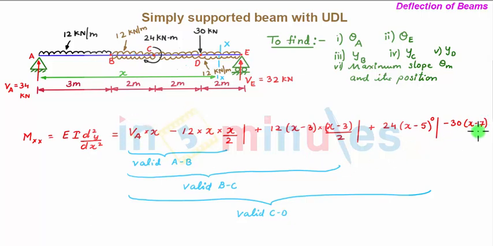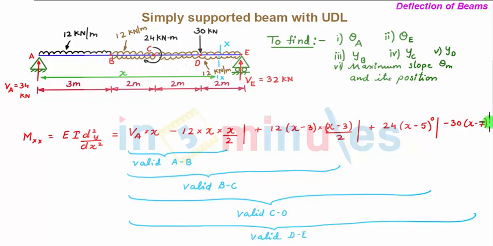Now we see this equation will be valid between point D and E. So let's put it into the final fourth partition. So this is the bending moment equation using Macaulay's method.